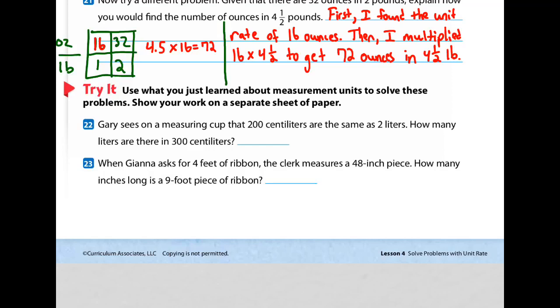Gary sees on a measuring cup that 200 centiliters are the same as 2 liters. So the question says, how many liters are there in 300 centiliters? All right, so decide how you want to solve this. Pause the video, do only 22, restart it when you're done. Go.